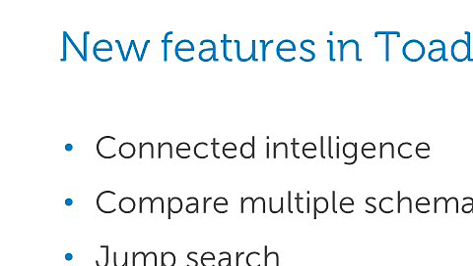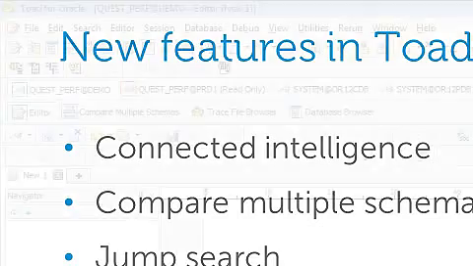Today we'll discuss new features in Toad for Oracle which will be beneficial for DBAs. The new features to be discussed today are Connected Intelligence, Comparing Multiple Schemas, Jump Search, Private Script Repository, Oracle 12c support of container and pluggable databases, and automatic deadlock detection in a trace file browser.